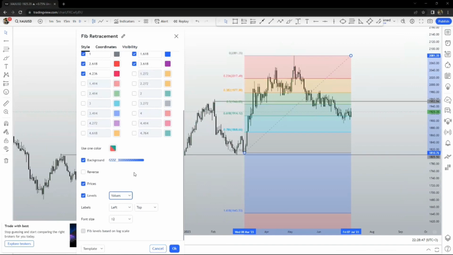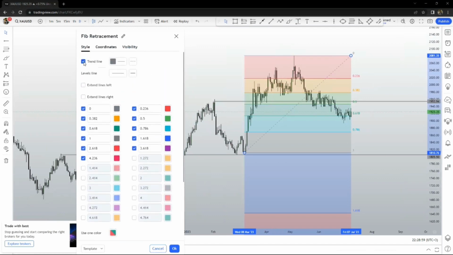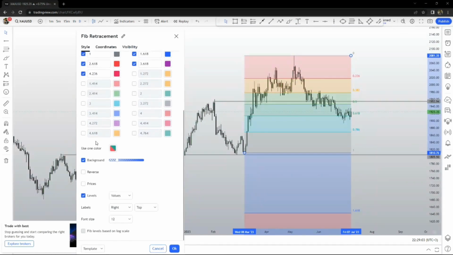Let me set it right here, top, left, right. I would want that to be right. Price, I don't want prices, and trend line, I don't want it. Another thing, there are some levels we should remove at least.